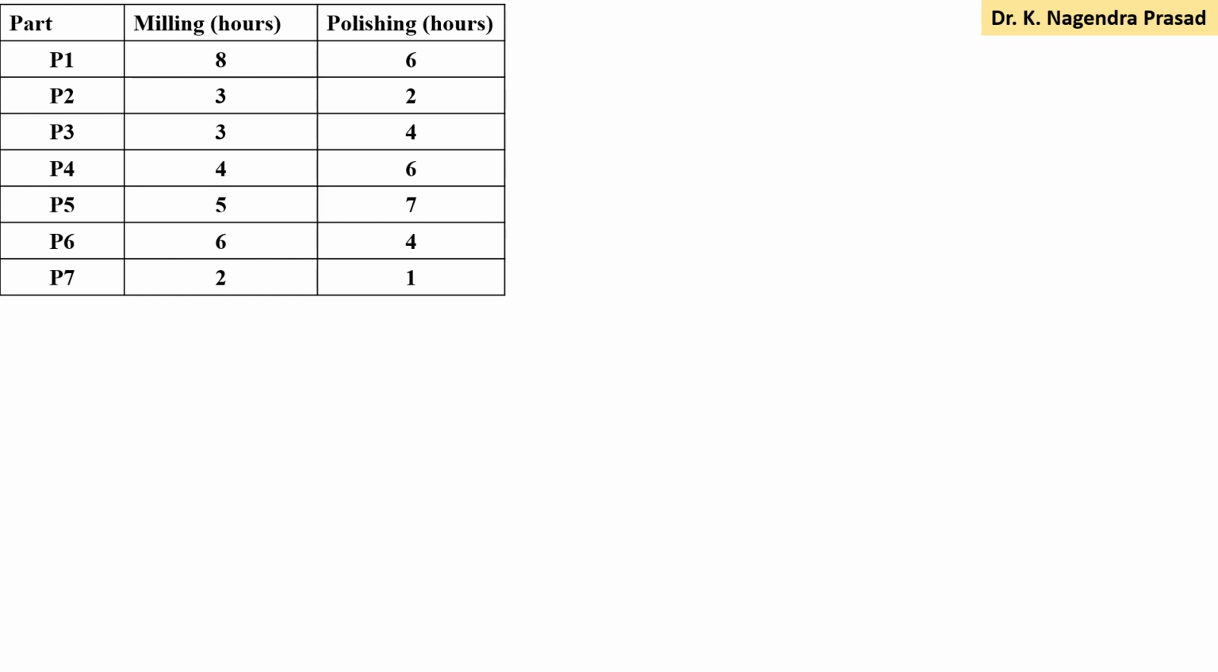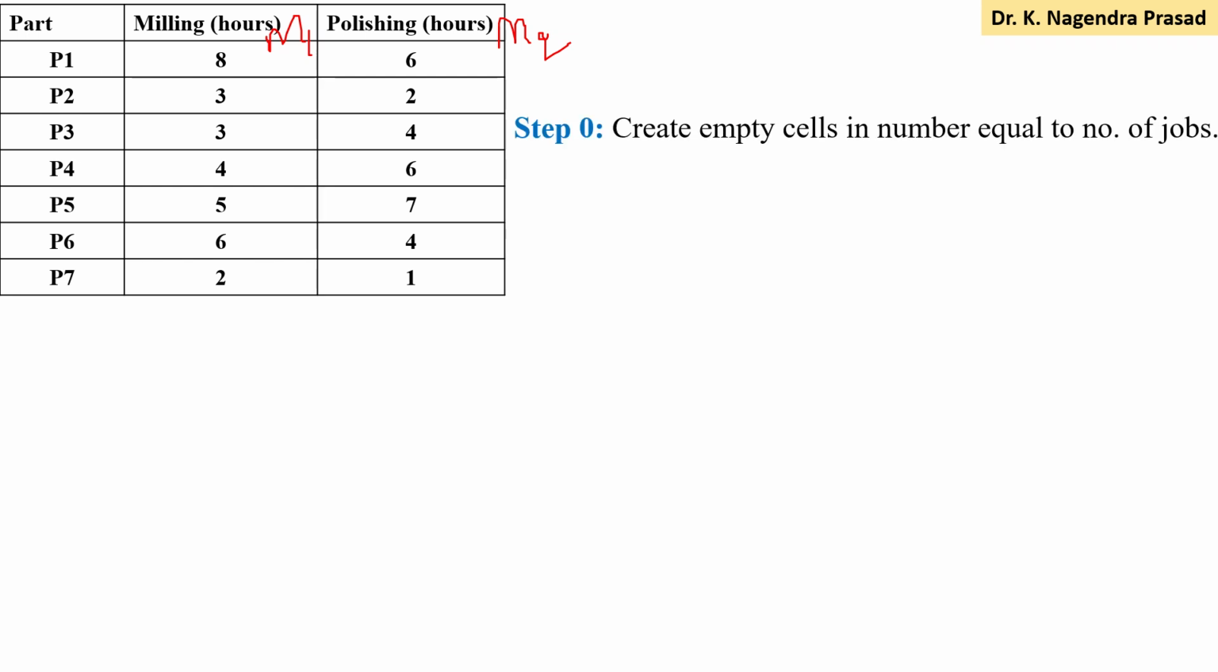Let's see the solution. First, we will find the job order sequence by applying Johnson's algorithm. And this problem belongs to the n jobs and 2 machines. Let's consider the milling machine as machine 1 and the polishing machine as M2. Then we have to apply Johnson's algorithm to find the job sequence. In Johnson's algorithm, first we have to create empty cells equal in number to the number of jobs. So here I have to create 7 empty cells.